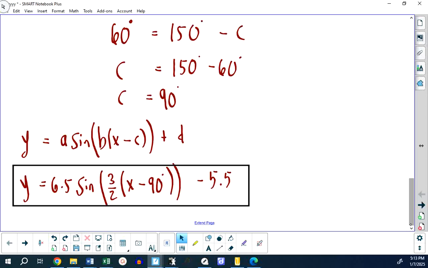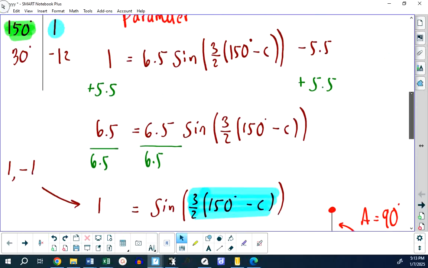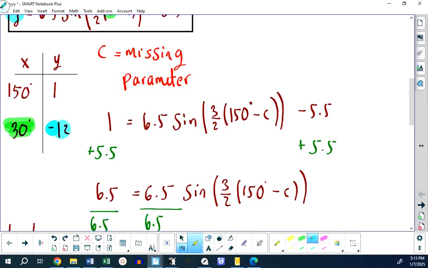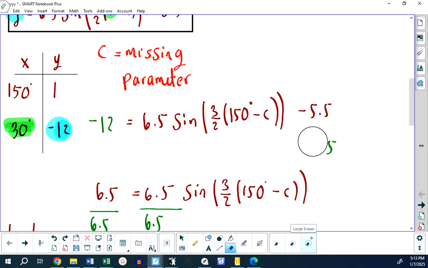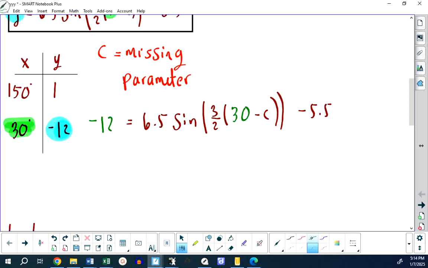However, just before I sign off, I want to point out to you what would happen if we would have done the exact same thing, but instead used this ordered pair rather than the 150 comma 1. If we use that ordered pair, then this number would have been negative 12. I might as well just erase everything below. And instead of having 150, we would have had 30. That would be the only difference.